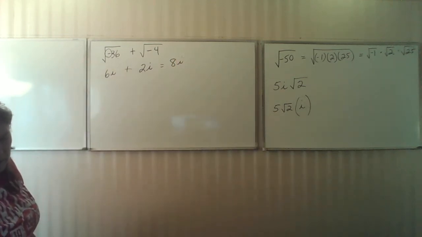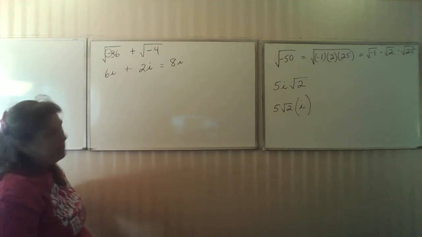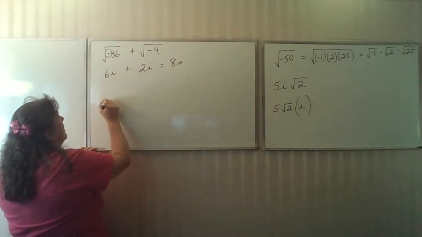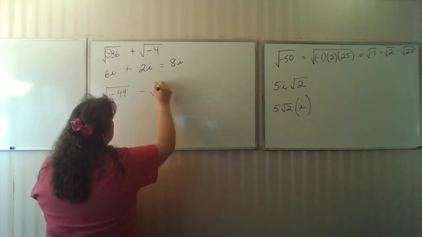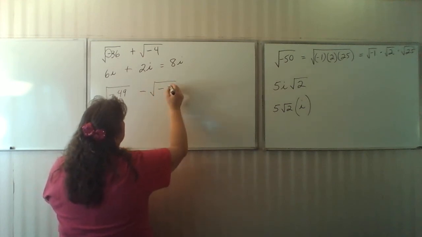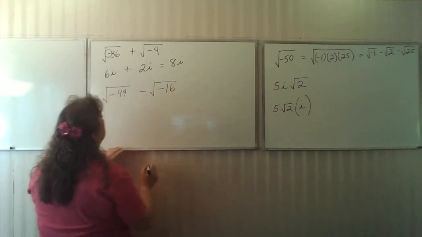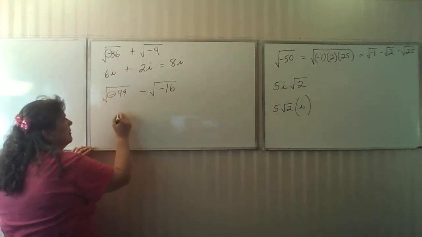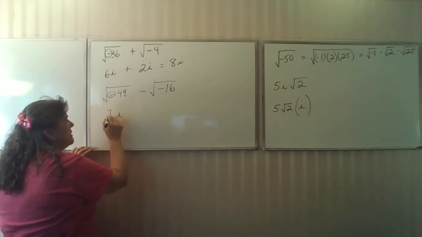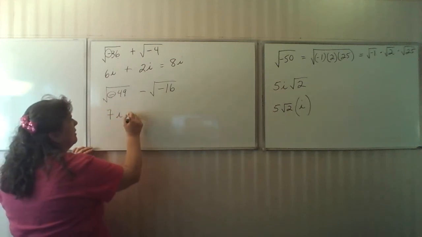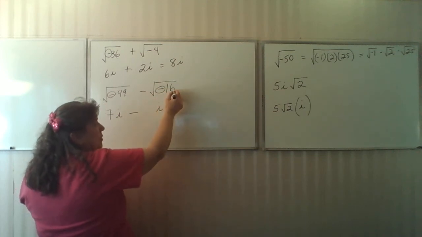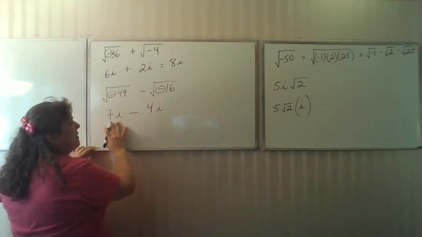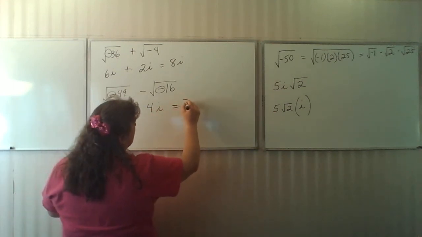And now, let's look at maybe subtracting. What if we had the square root of a negative 49 minus the square root of a negative 16? Again, that's your i. The square root of 49 is 7 because 7 times 7 is 49. There's your i with your negative sign inside, and the square root of 16 is 4. So 7i minus 4i is equal to 3i.